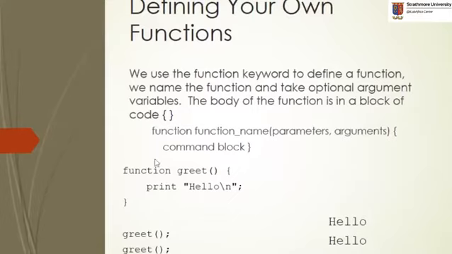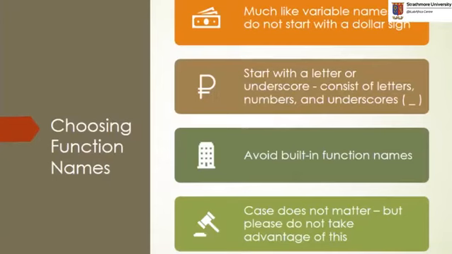An example is the function keyword, then our function, which we are calling greet. This greet function does not have any arguments in it. But when someone calls this function, it's going to give out hello. You can see it's called down there twice, greet, and the output on the right-hand side is hello, hello.